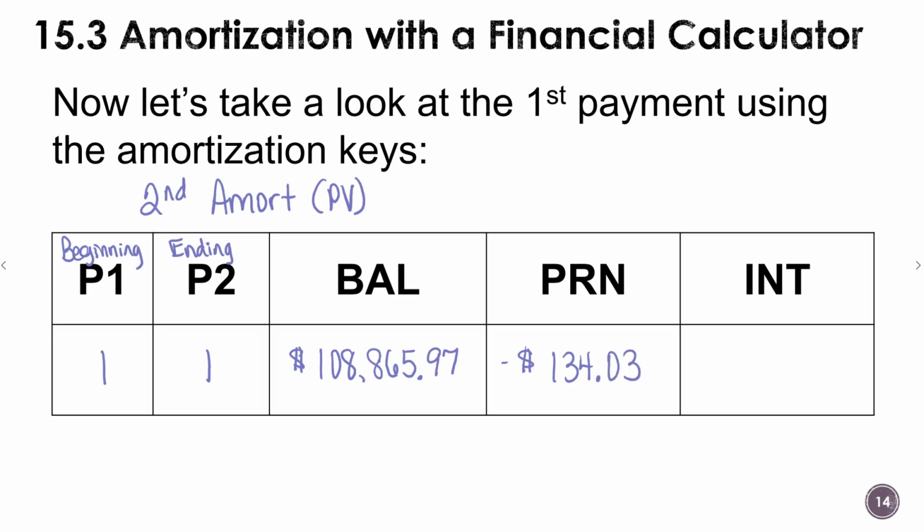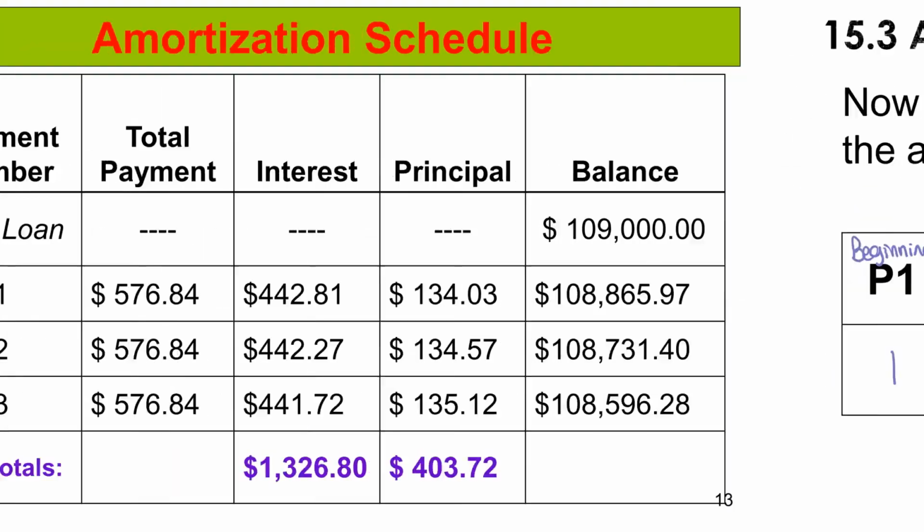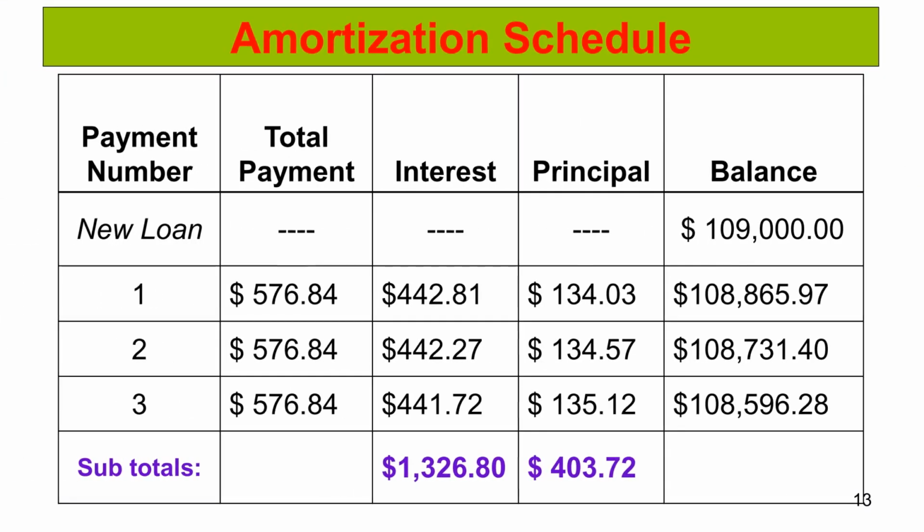134.03, and then our interest amount is 442.81. So if you go back to our chart, you're going to see those very same numbers. And that's kind of how our amortization keys work. I think they're pretty interesting, really, if you take a look at them.